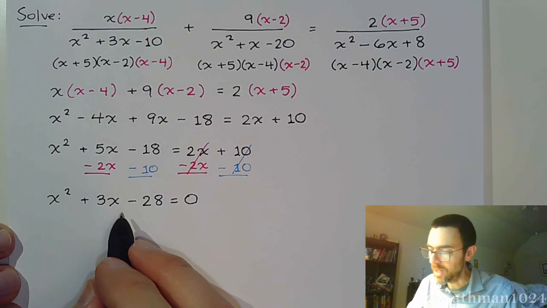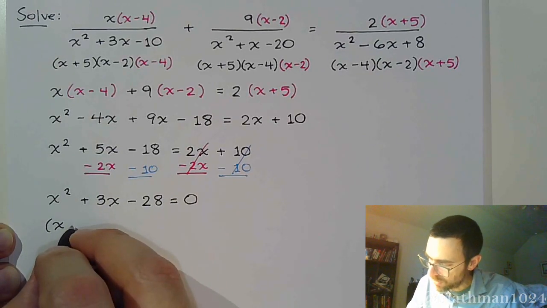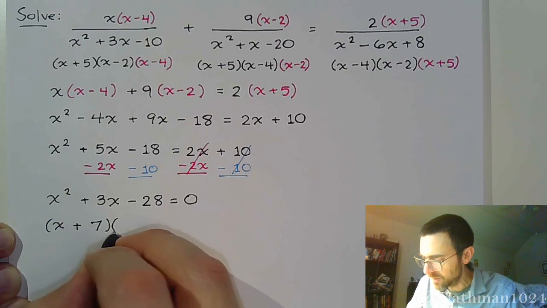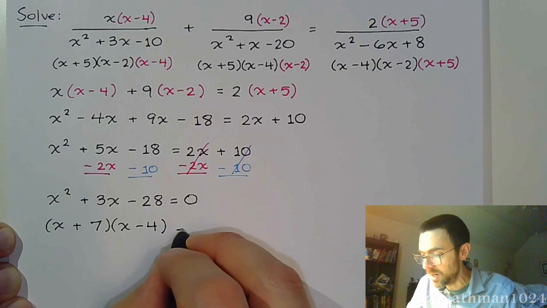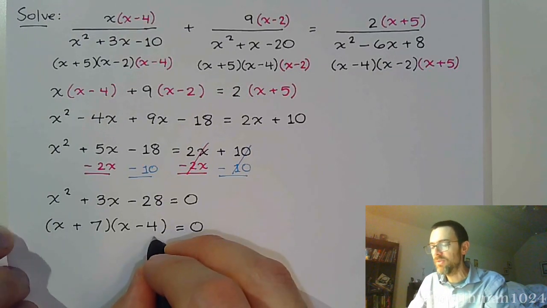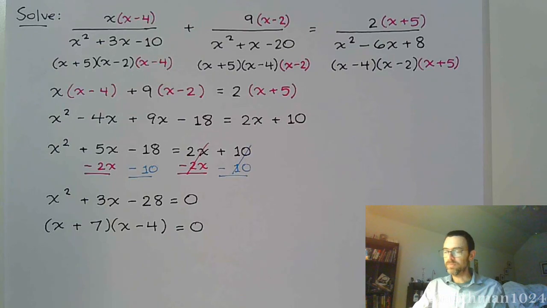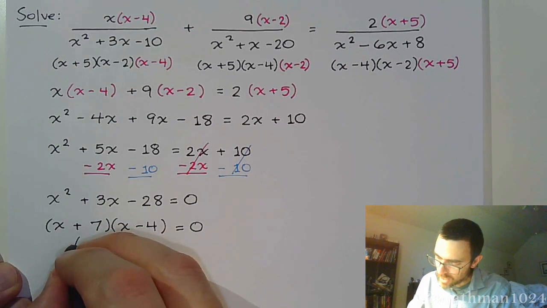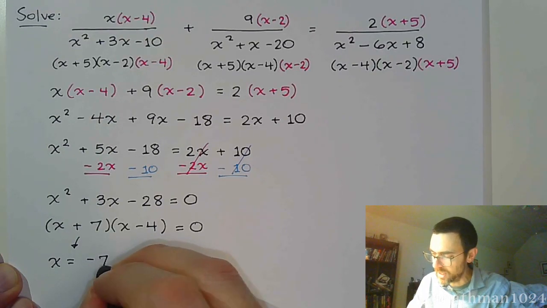Factor. Okay, so when we factor this, this guy becomes x plus 7 times x minus 4. These are the factors of 28 that will subtract to 3. Make sure that you get the right signs. And from here, when you solve this, x is equal to negative 7.